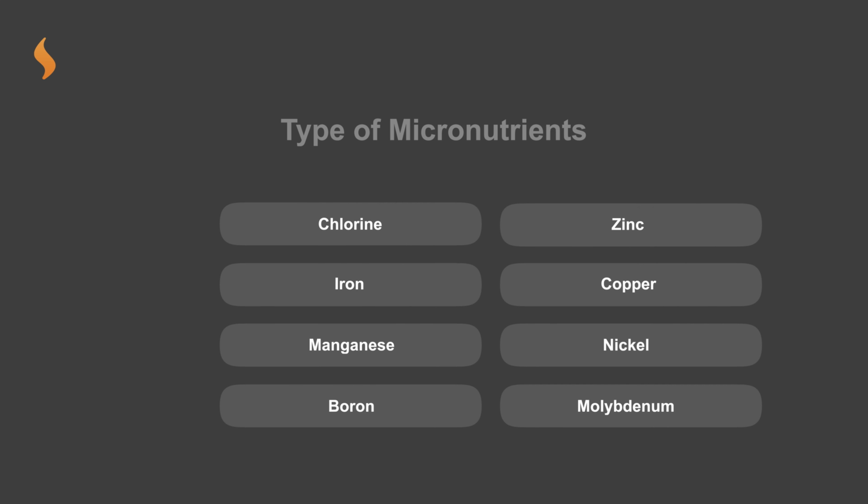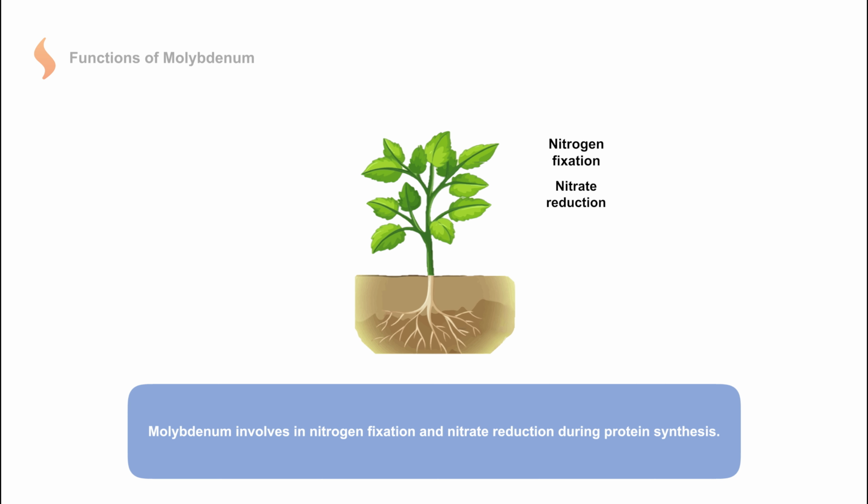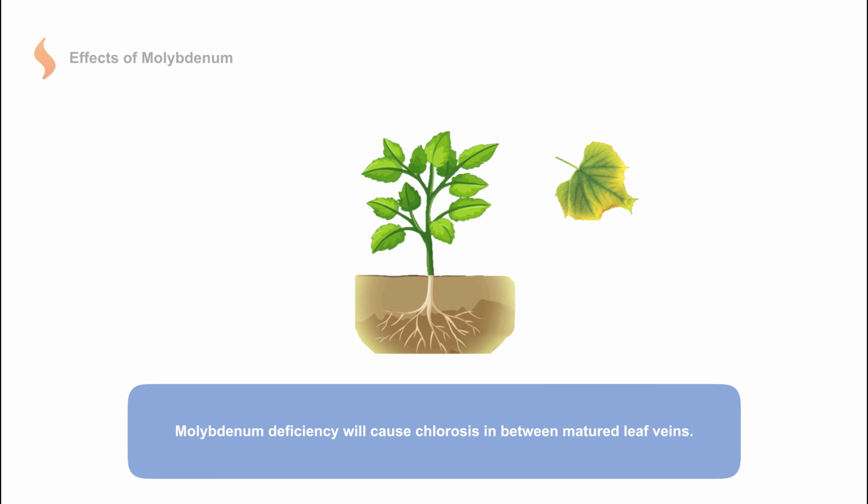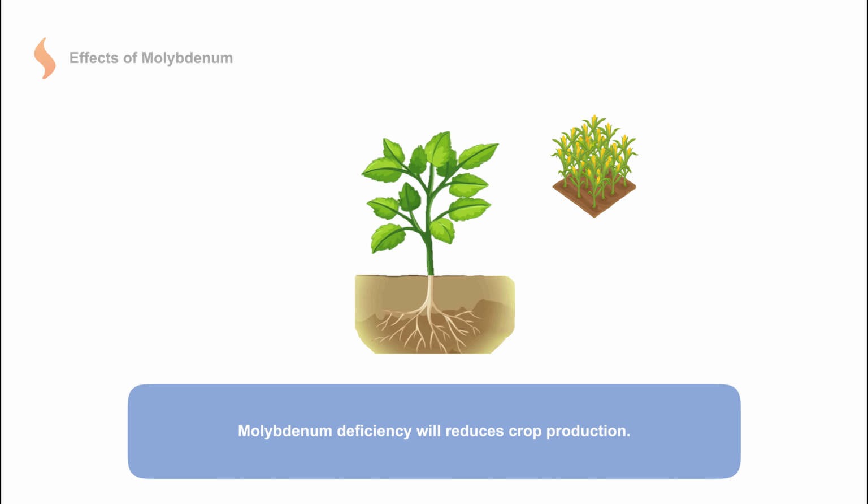Now, let's look into the type of molybdenum. Molybdenum is involved in nitrogen fixation and nitrate reduction during protein synthesis. Molybdenum deficiency will cause chlorosis in between matured leaf veins. It will cause leaf color to become pale green. It will also reduce crop production.